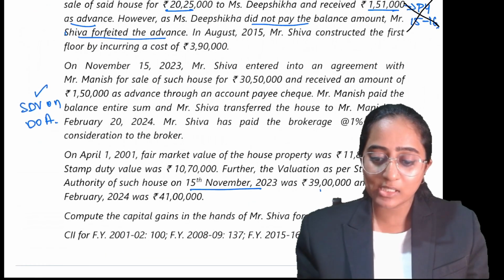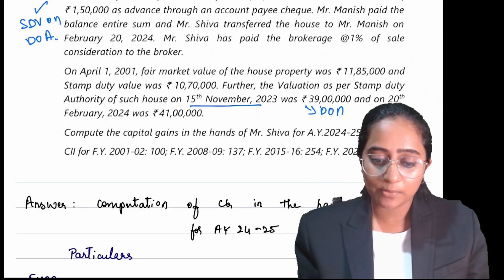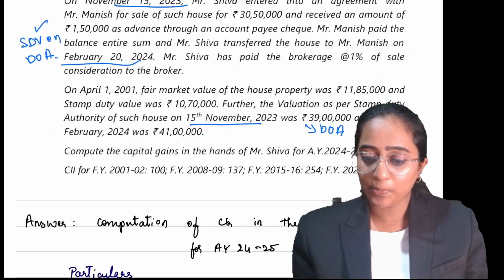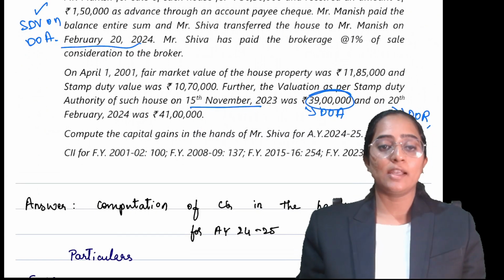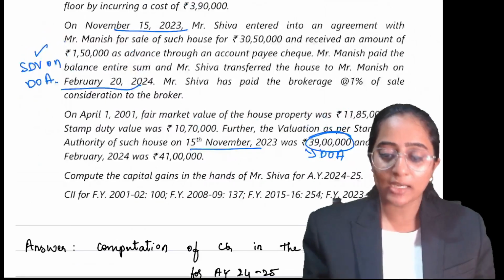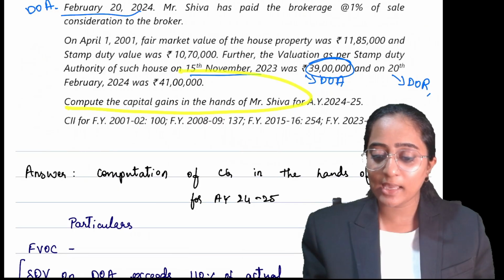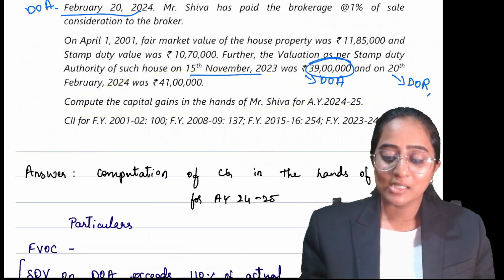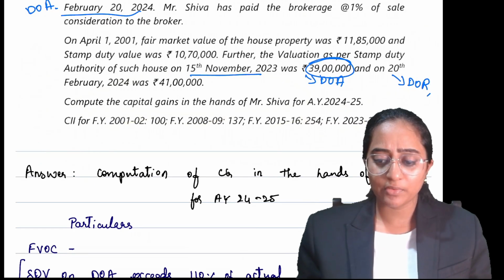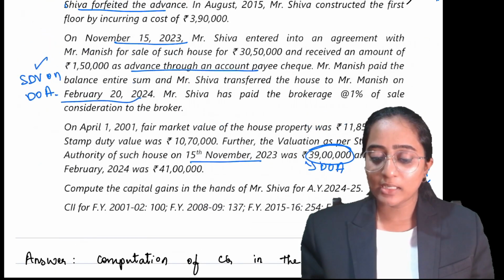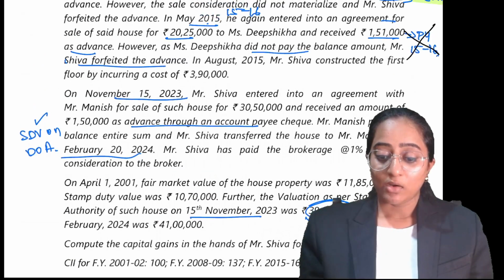When was the date of agreement, people? This is the date of agreement. When the property is transferred, this is the date of registration. I'm going to consider the SDV as on the date of agreement. We already know this point because the advance has been paid through account payee cheque. Clear? Compute the capital gains in the hands of Mr. Shiva for AY 24/25. CII would be so much. Clear? Understood, everyone? We all know SDV is going to be so much. We are going to ignore the SDV of the date of registration.